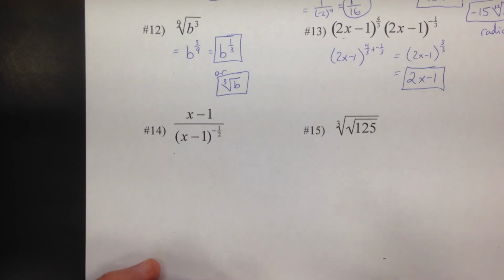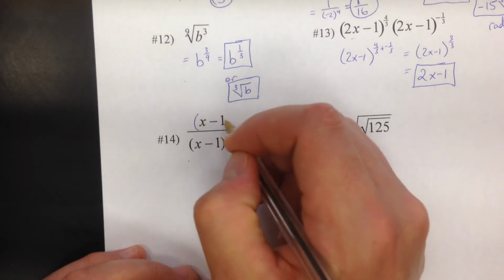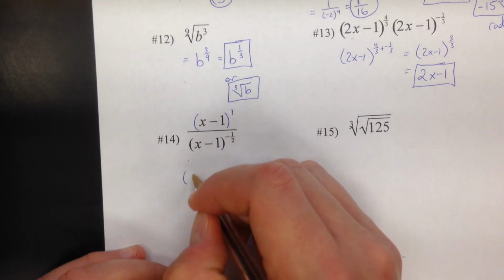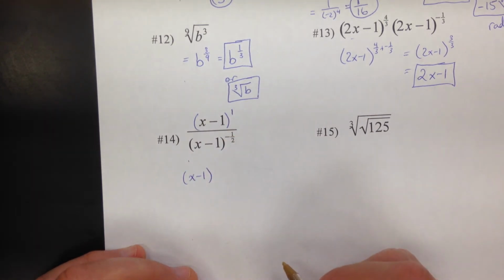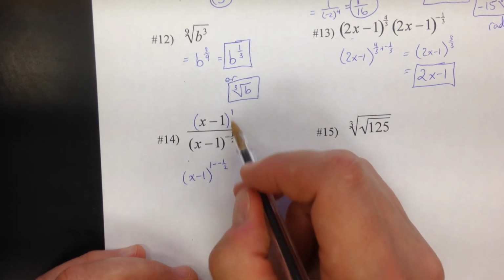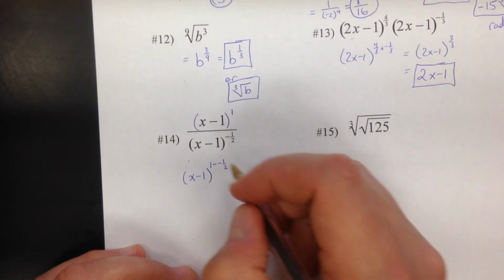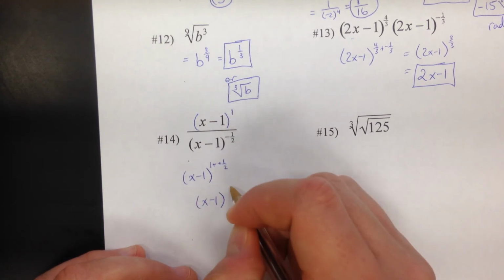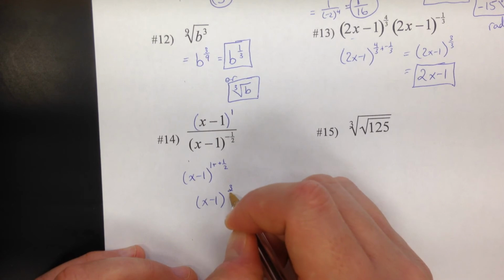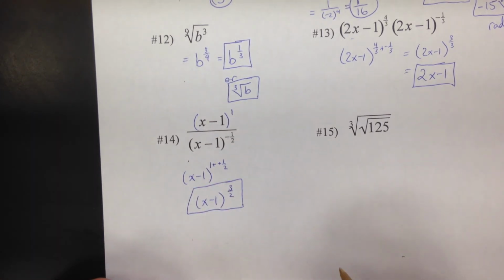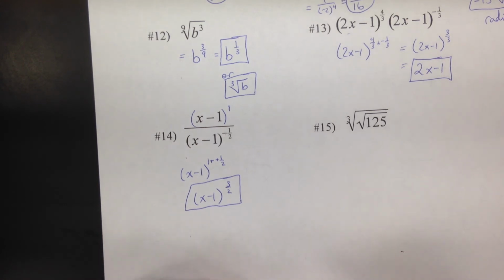All right, the last couple here, number 14. When you divide variables, you subtract the exponents. So this will be, the base is x minus 1, that stays the same. That's 1 minus negative 1/2. 1 subtracting negative 1/2, it's minus a minus, both become positive, and that's x minus 1 to the 3/2 power. That would be your rational exponent, and we'll leave it like that.